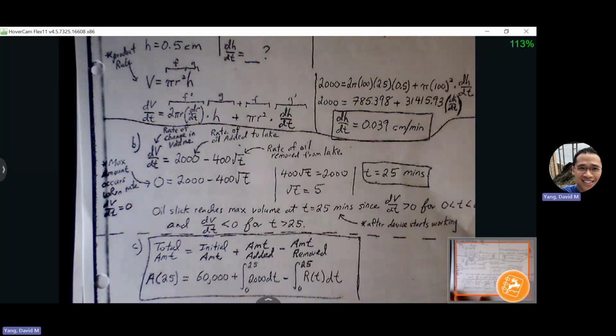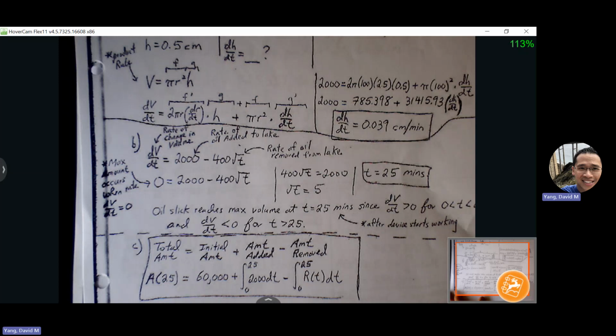But hopefully, as that 400 root t gets up to speed, it'll overtake that 2,000 cubic centimeters per minute, and then it'll eventually start decreasing. So this is the formula that gives us the rate of change of the volume of the oil in the lake. If we're trying to find the maximum amount, it's always going to be wherever your rate is equal to 0, or your dV/dt is equal to 0.